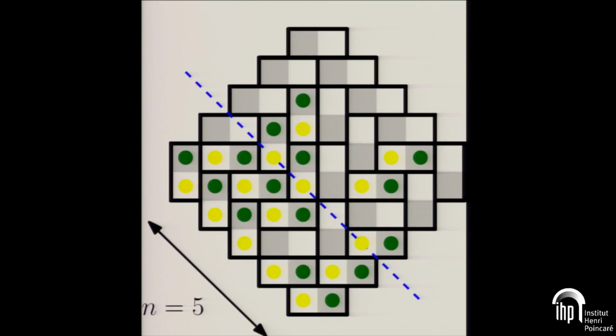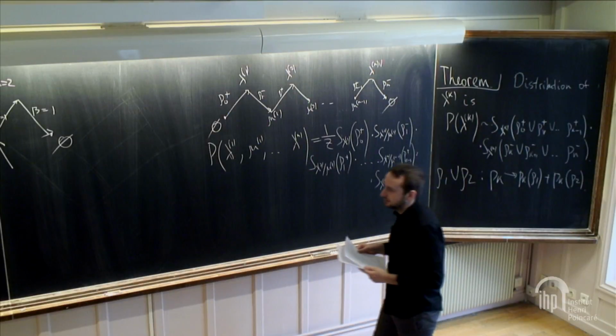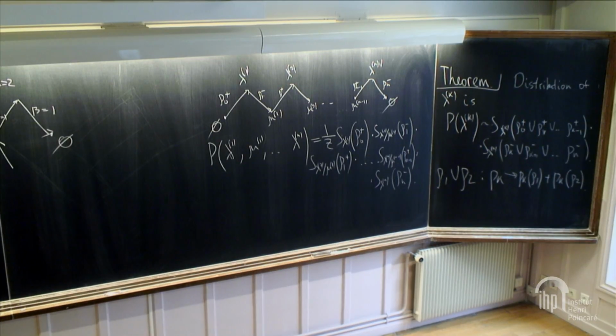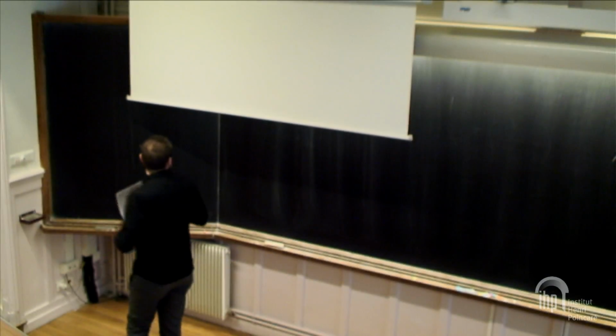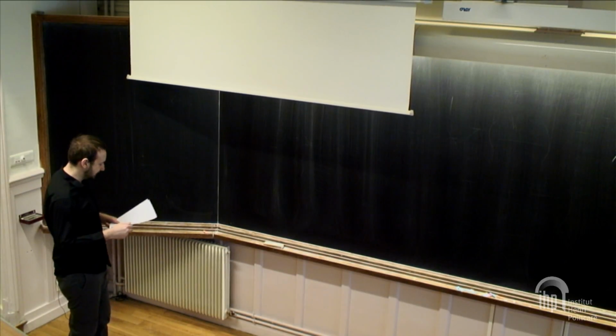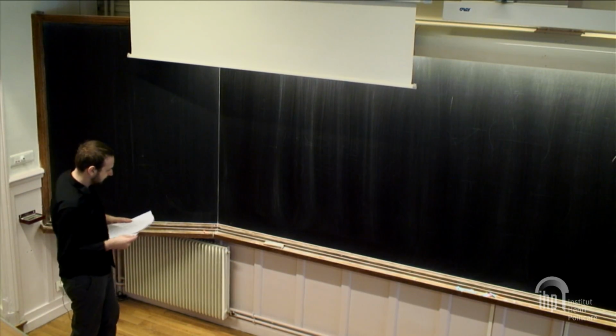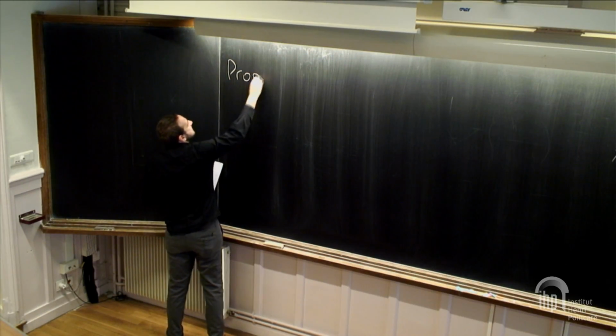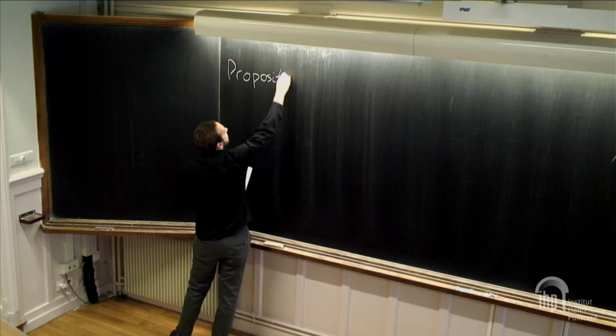So the proof of this theorem is based on the identity of symmetric functions, which is usually called the skew-Cauchy identity. So let's formulate this identity as a proposition.